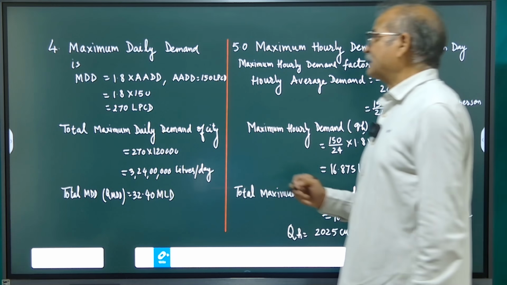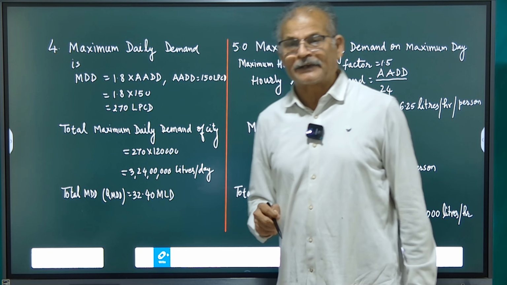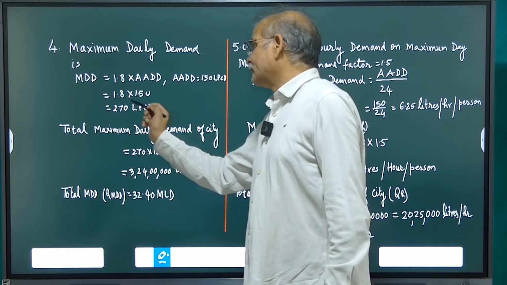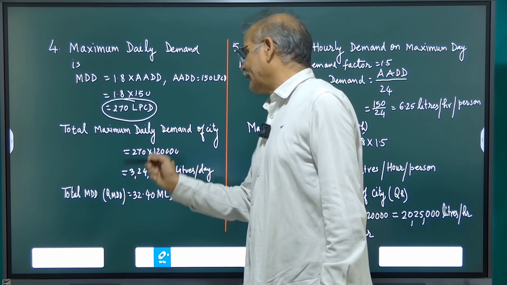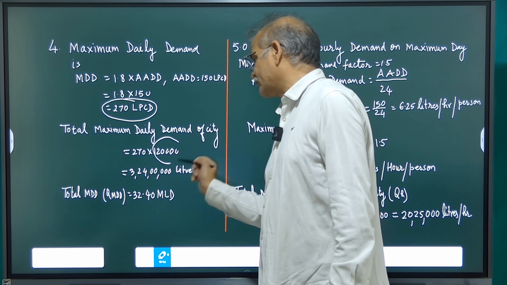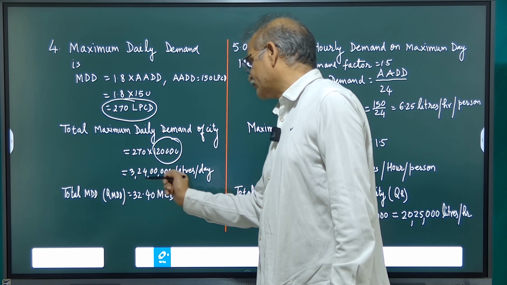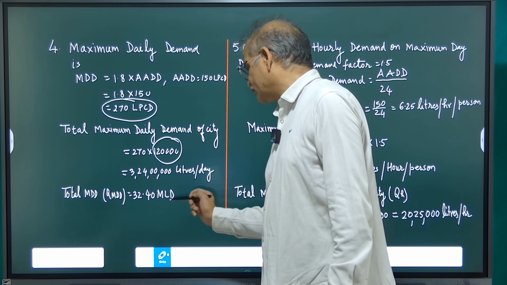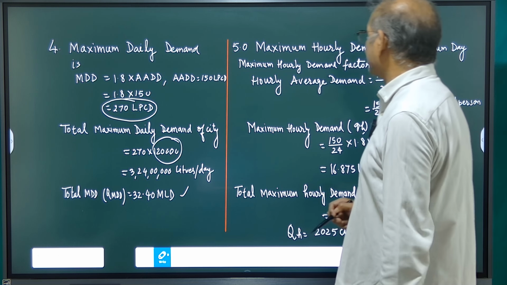Maximum daily demand is 1.8 times of annual average daily demand. So we multiply by 1.8, we get 270 liter per capita per day. And for the population of 1,20,000, it has come 3 crore 24 lakhs liters per day. So that is 32.40 million liter per day.